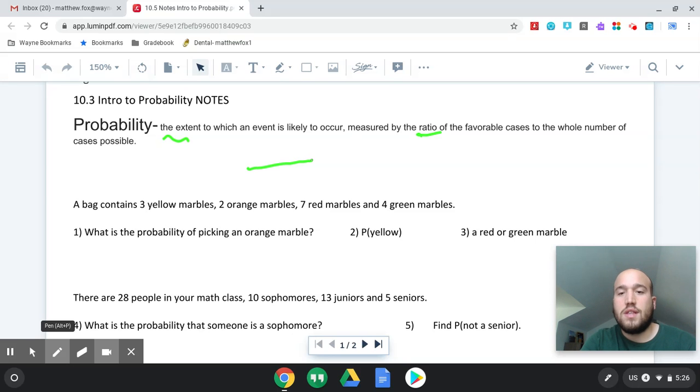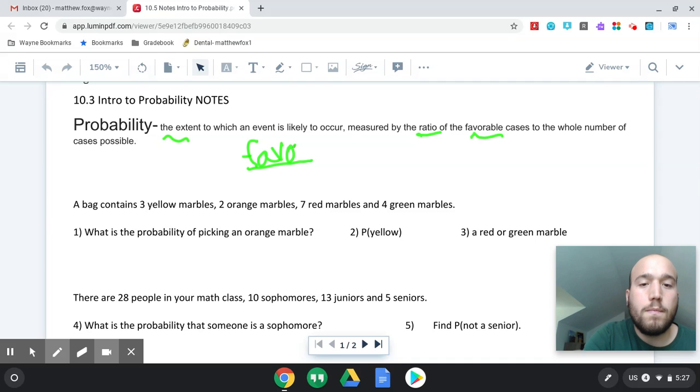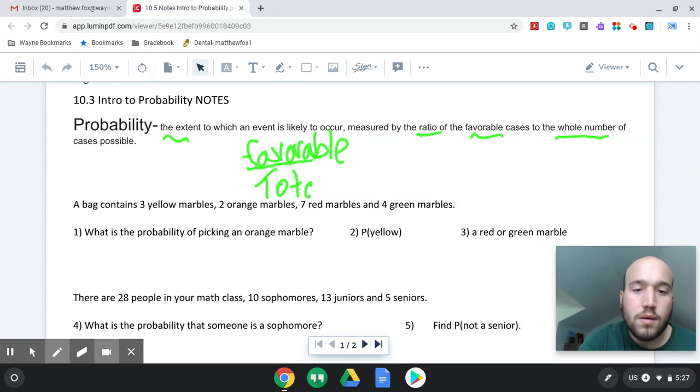And it says the ratio of the favorable cases, okay? So on top, we're going to have the favorable. Now you might not be certain what that means, and we'll talk about that in a minute. And then on the bottom, it's the ratio of the favorable cases to the whole number of cases possible. So another word for the whole number would be how many total cases there are. And that's what's going to go on the bottom. So favorable on top, total on the bottom. Now, if something is favorable, you like approve of it, okay?